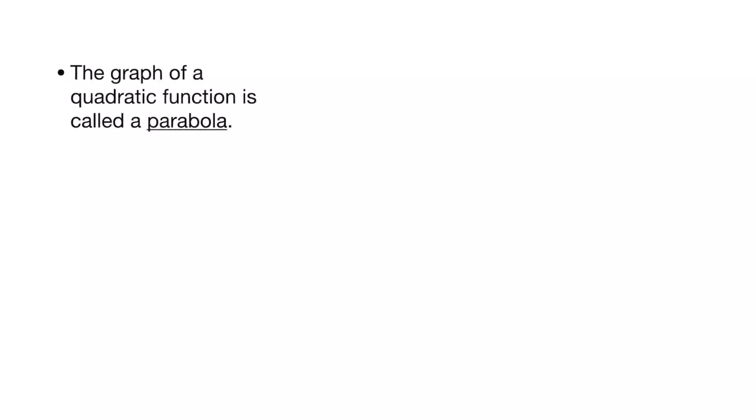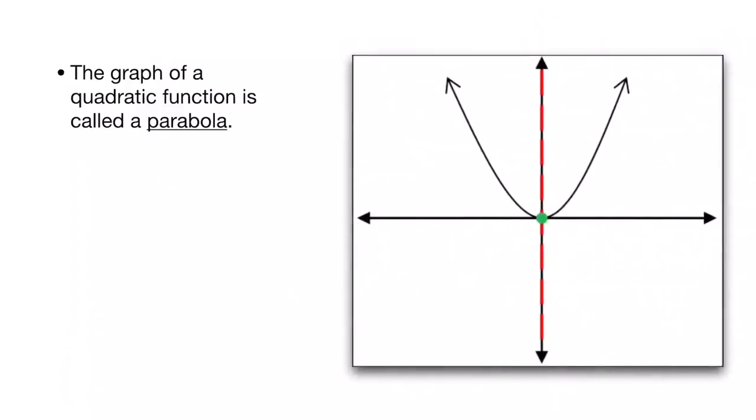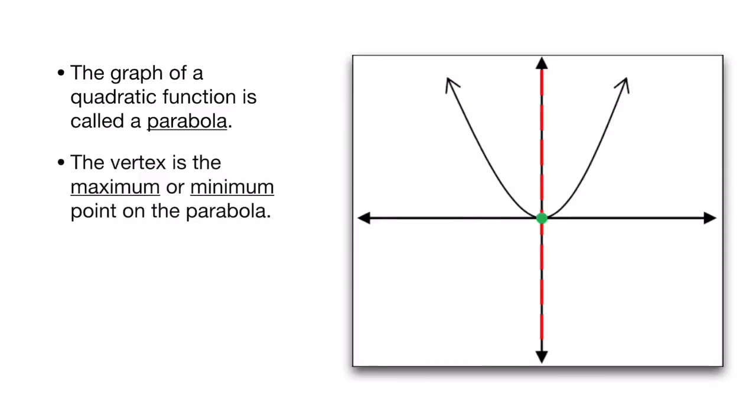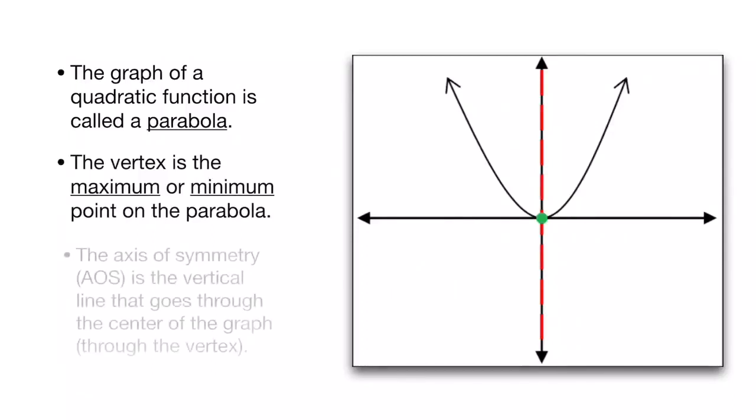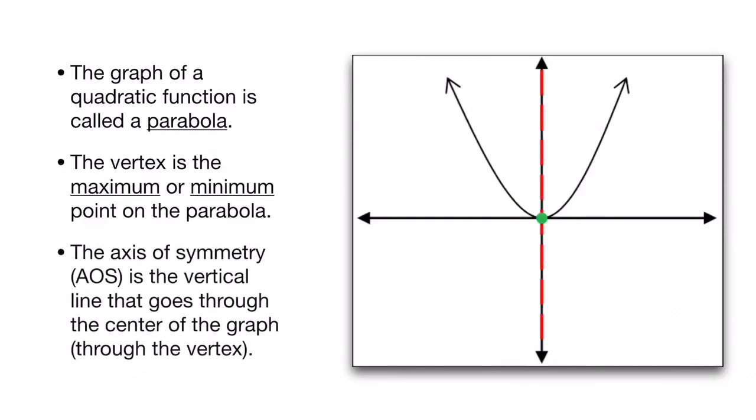The graph of a quadratic function is what we call a parabola. The vertex is the maximum or minimum point on the parabola. And the axis of symmetry is the vertical line that goes through the center of the graph, or through the vertex. It's always going to end up being x equals the x value of our vertex.